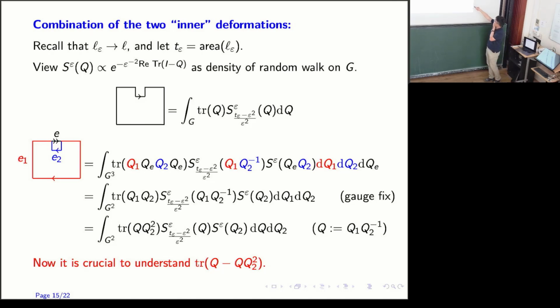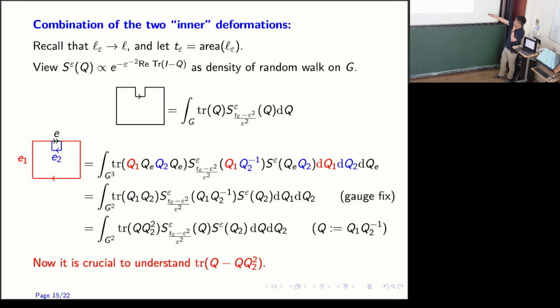Now I want to compare this with that. Of course, you see here this key kernel, this transition probability, is essentially the same, except Q goes to Q1, Q2 inverse. So I just do a change of variable. I call this whole thing a new Q, and I still want the Q2, but the Q1 can be written in terms of the Q and the Q2. So here I don't have Q1, but I have something else. Just a change of variable.